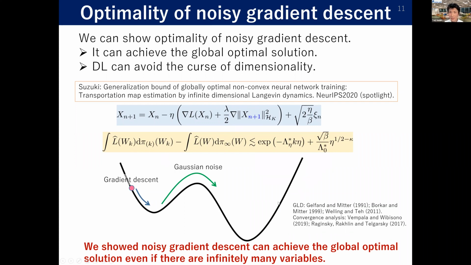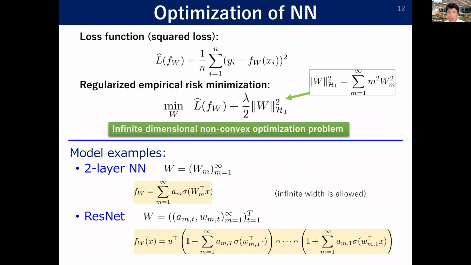In our analysis, we extended that to infinite dimensional situations. In overparameterized settings, we should consider almost infinite dimensional settings because the width is very large. To deal with such high dimensional settings, we consider an infinite dimensional space, and we can show that noisy gradient descent can find the global optimum even in an infinite dimensional situation. Now I want to explain this in more detail.